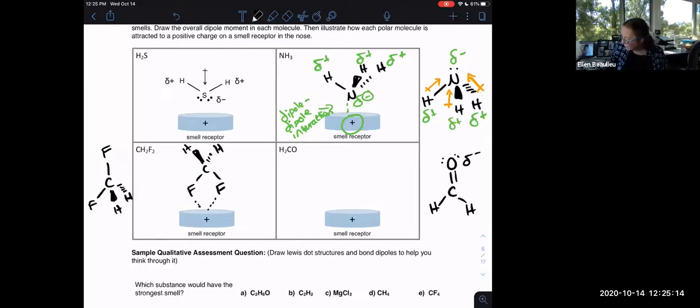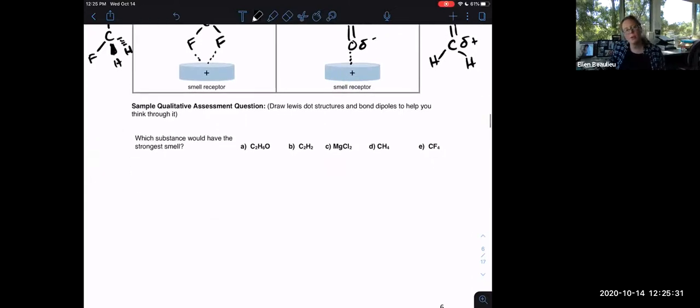So that oxygen is going to have a partial negative. That carbon is going to have a partial positive. So formaldehyde, also a smelly compound, is going to line up and orient to put that partially negative oxygen near that smell receptor. If I were to ask you a question, which substance would have the strongest smell, what do you think the first thing you would want to do with all these formulas is?